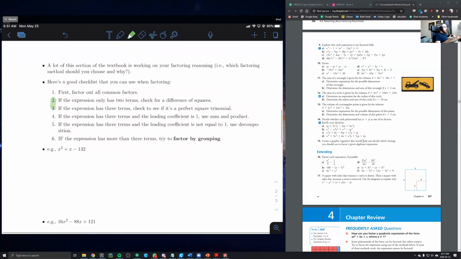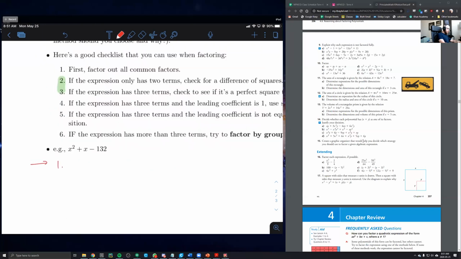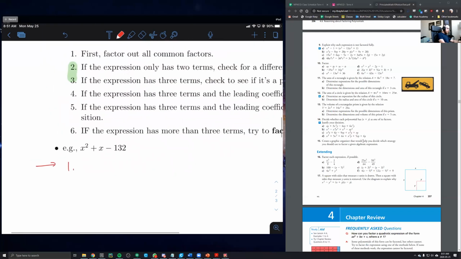So let's just go through a couple. These will be fairly straightforward, but we'll really pay attention to all of these steps, okay? So let's go through the first one here. Step 1 is common factors. For this first example, we have x squared plus x minus 132. There are no common factors, right? So no common factors.